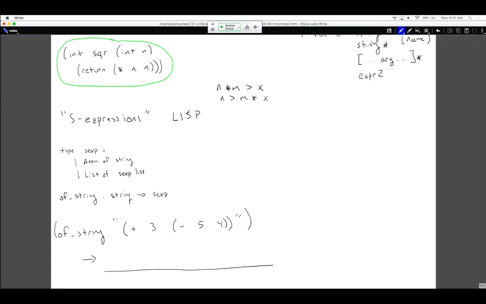An atom of what string? The plus. So it's going to be this list where the first thing is an atom that's this plus. And then the second thing is going to represent the 3, whatever 3 should do. And then the next thing is going to be whatever this -5,4 should do.